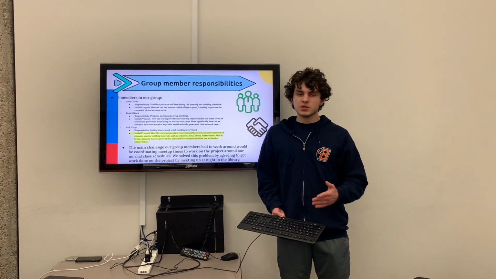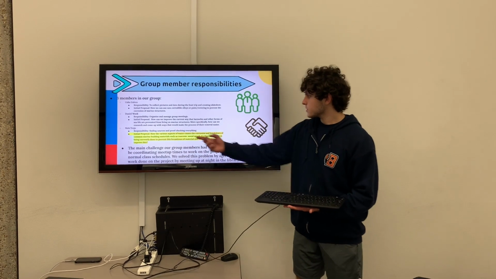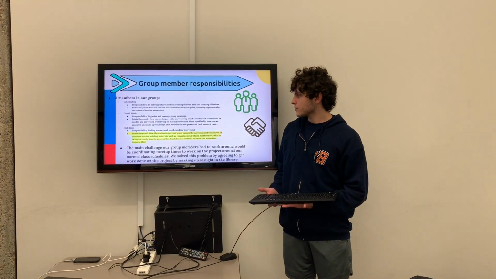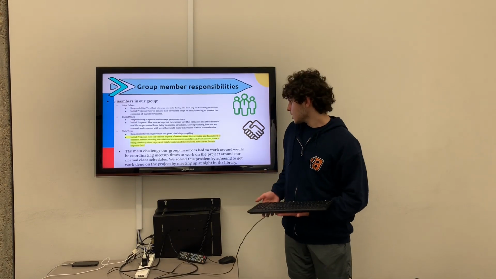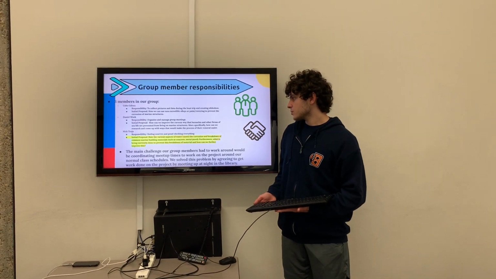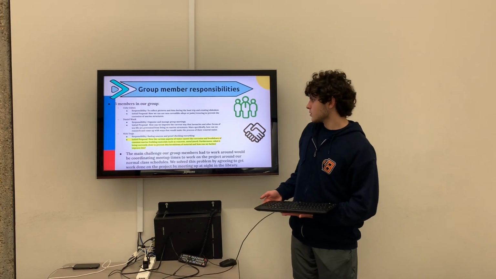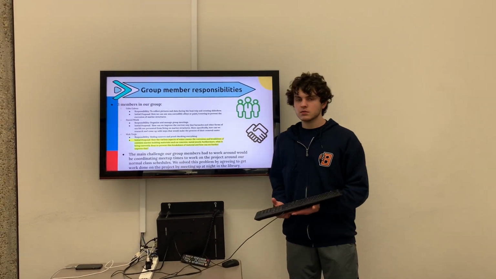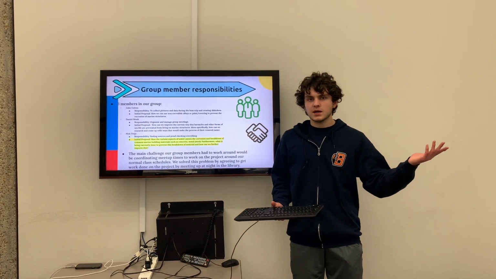Our proposal that we actually ended up going with for this project was, as you can see here, how the various aspects of water cause the corrosion breakdown of common marine building materials such as concrete or metal, in this case steel. Furthermore, what's being currently done to prevent this breakdown of material and how we can further implement this. So the main challenge our group members had to work around would be our class schedules, but we solved that by meeting at night in the library.